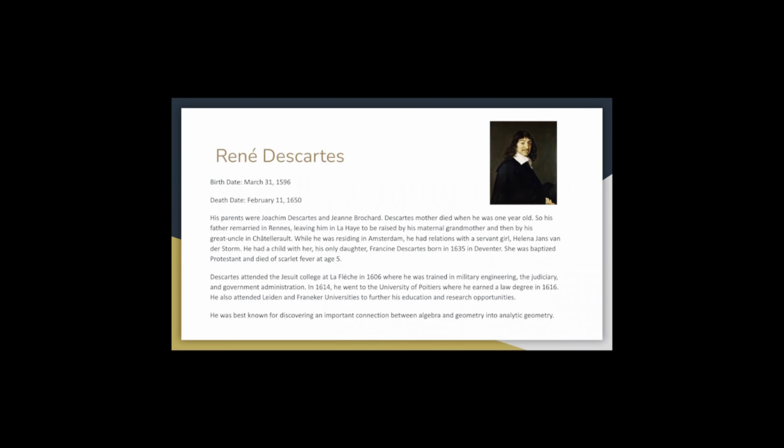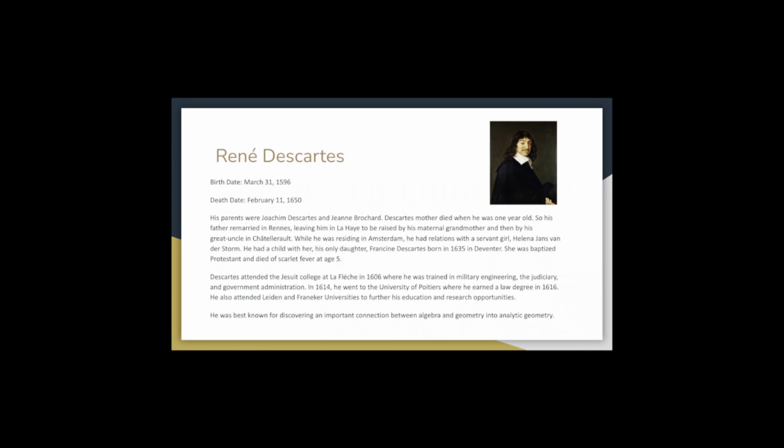René Descartes. Birth date March 31st, 1596. Death date February 11th, 1650. His parents were Joachim Descartes and Jeanne Brochard. Descartes' mother died when he was 1 year old. So his father remarried, leaving him in La Haye to be raised by his maternal grandmother and then by his great uncle in Châtellerault. I don't even know.